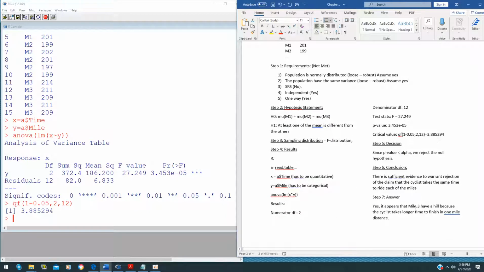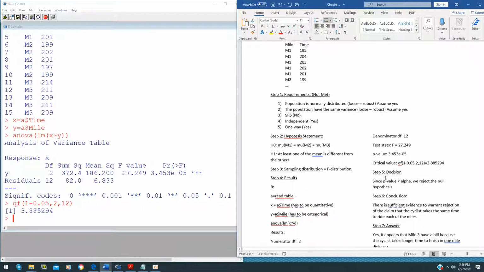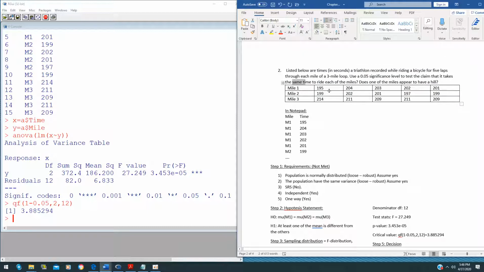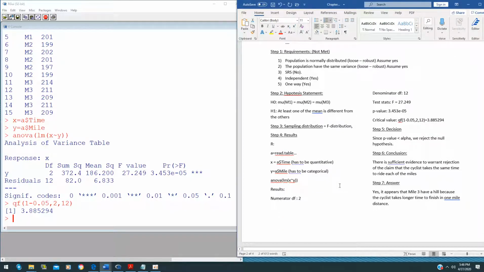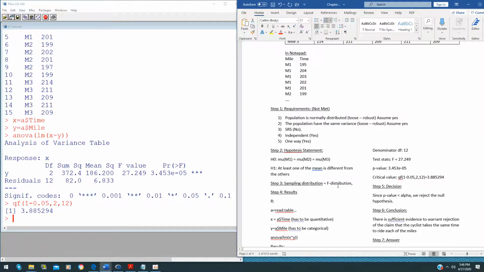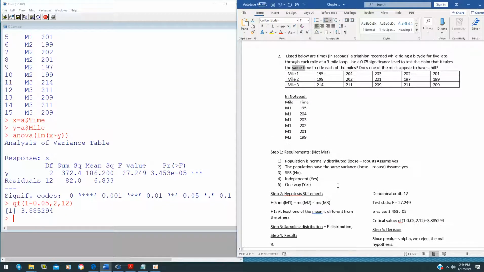It appears that mile number 3 has a hill because the cyclist takes longer to finish that 1 mile distance. If you look at mile 3, you find they take a bit longer compared to mile 1 and mile 2. Like this one only takes him 190-some seconds, and this one takes him 214. So that means mile 3 seems like it has a hill. So this is how we do chapter 12.1 one-way ANOVA question 2.